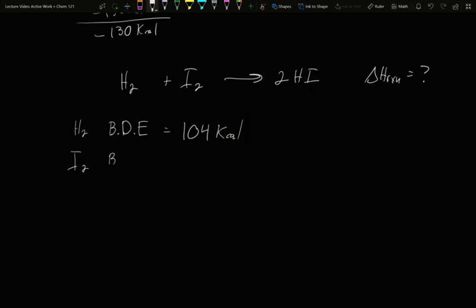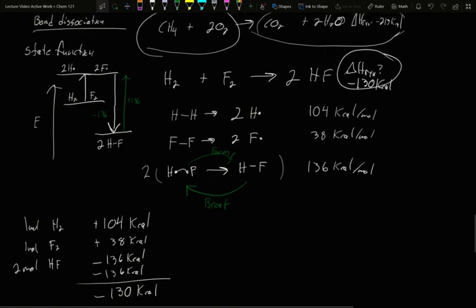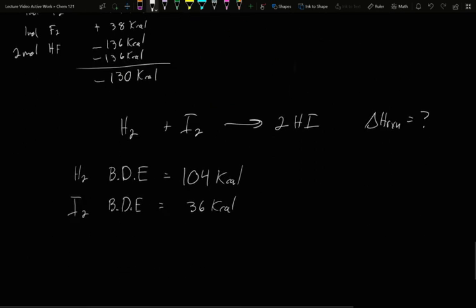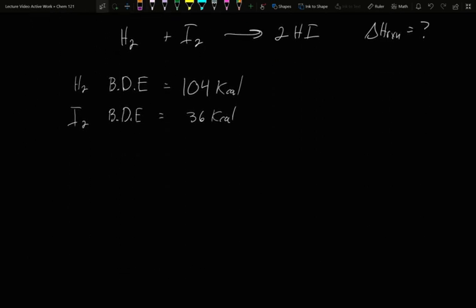I2 also has a bond dissociation energy, and for I2, that is 36 kcals. Not particularly different than when we were looking up here for fluorine. It's H2 again, so that's the same. FF bond was 38, II bond is 36. They're not terribly different so far. But the HI bond is quite different. It has a bond dissociation energy of 71 kcals.